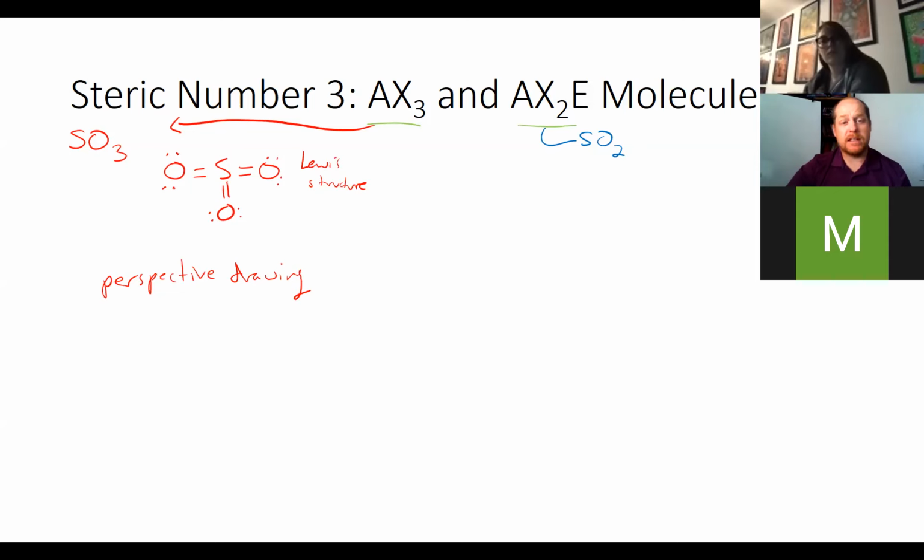In order for 3 things to get as far from each other as they can, they're going to actually remain in the same plane, but they're going to space out, if you will, along a circle that you could draw sort of in the plane of the screen or in the plane of the page.